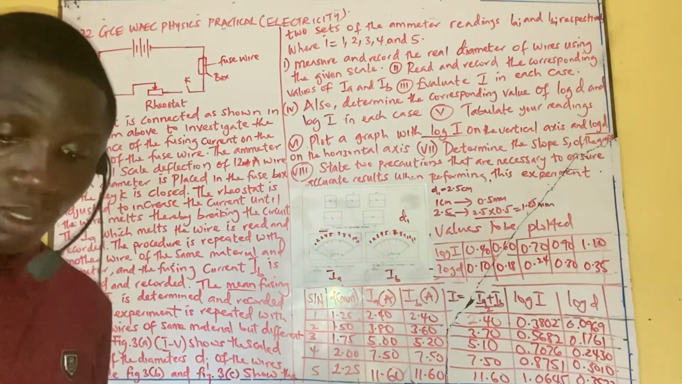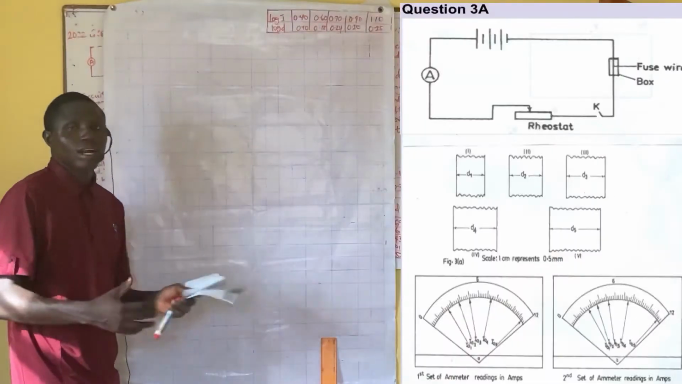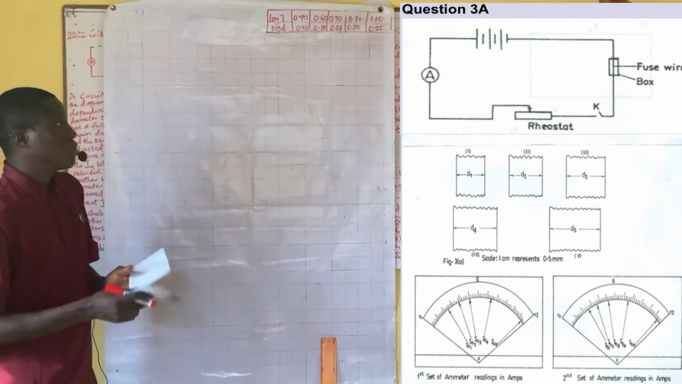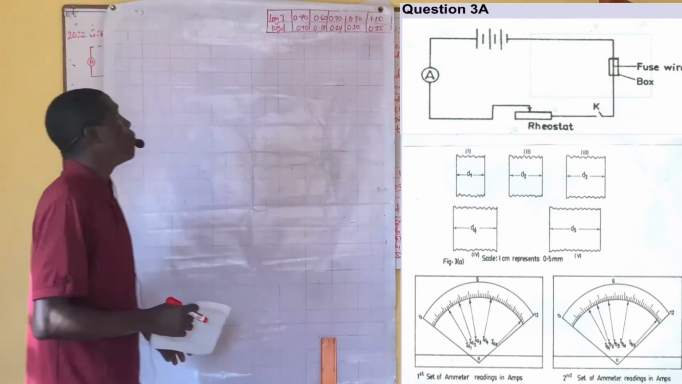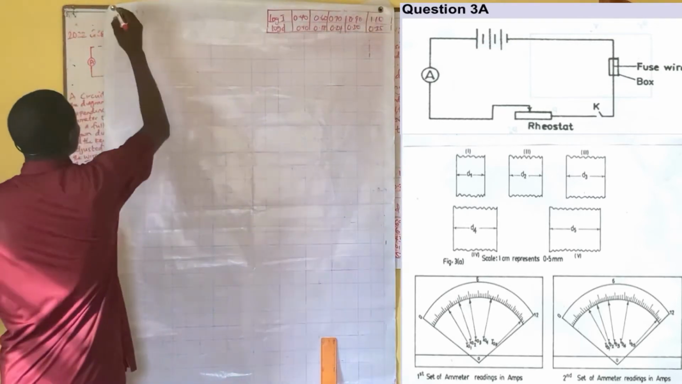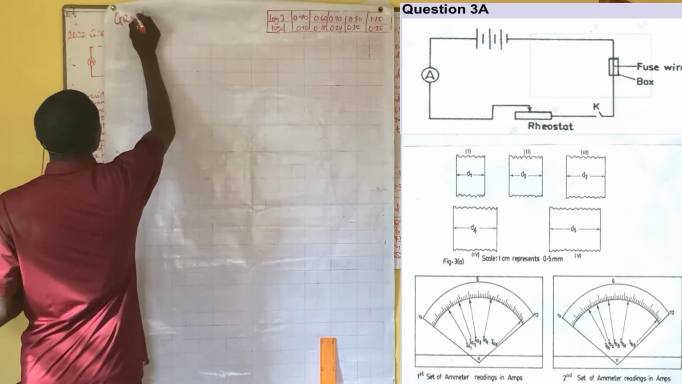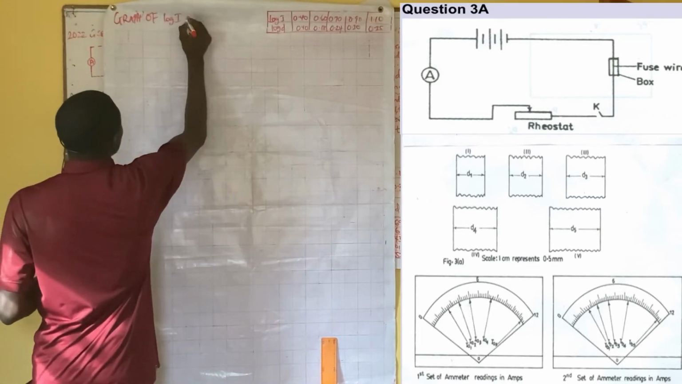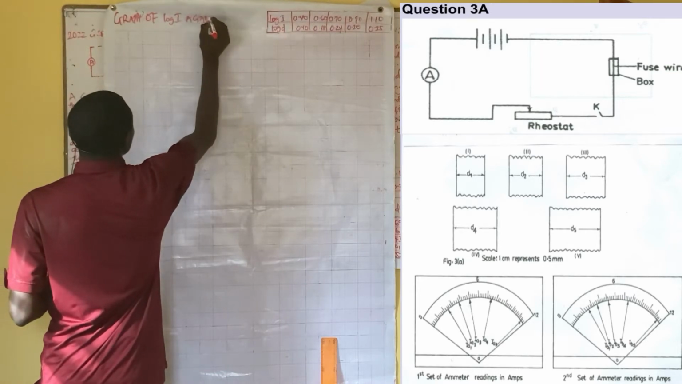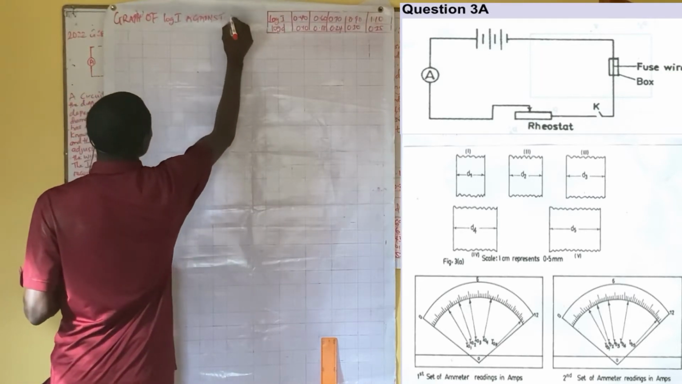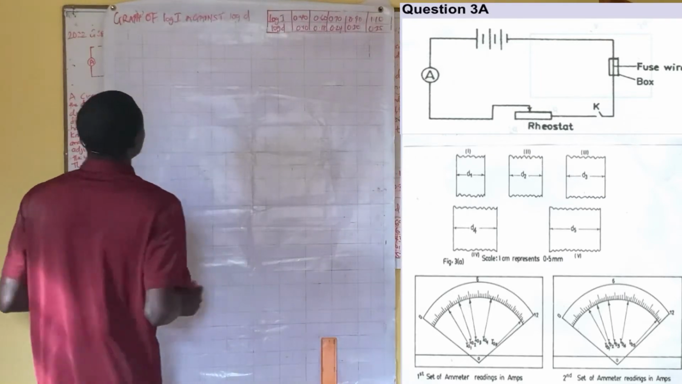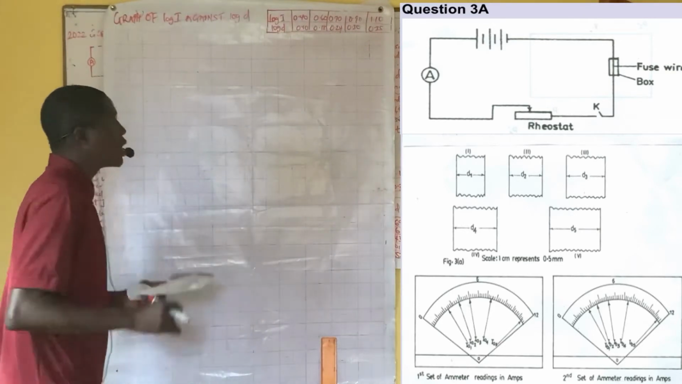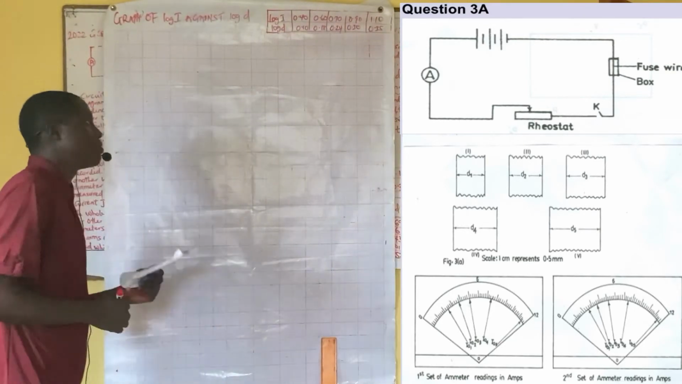So let me quickly write this one down and clean the board. I will write the table of values out now. These are the values extracted from the table that we plot on the graph. Now we are asked to plot the graph of log I against log D. The first thing is to think of the scale you have to use.